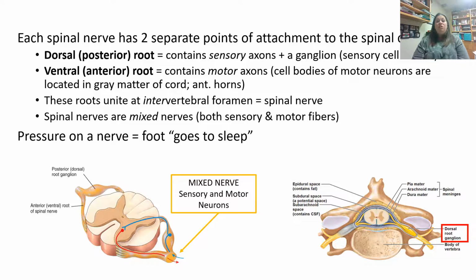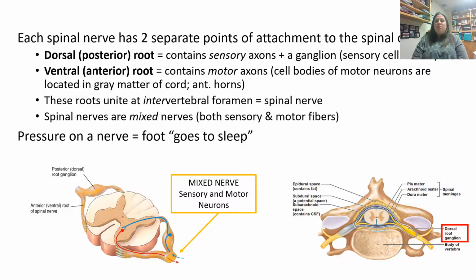Now, each spinal nerve has 2 separate points of attachment to the spinal cord. There is a dorsal or back root. This contains the sensory axons and the ganglion, which are the sensory cell bodies. So remember, there's going to be like this bulge area that's part of the dorsal root where these cell bodies are going to be located.